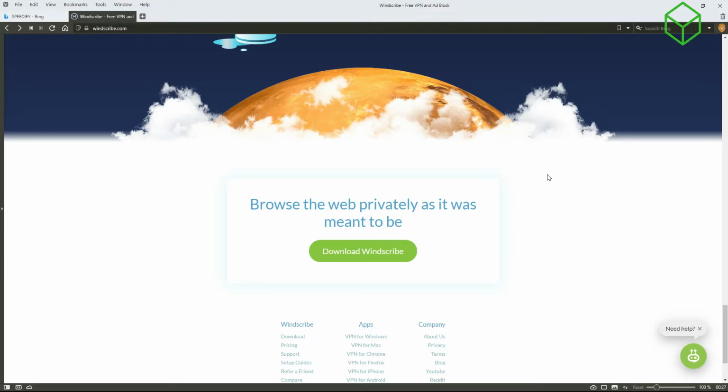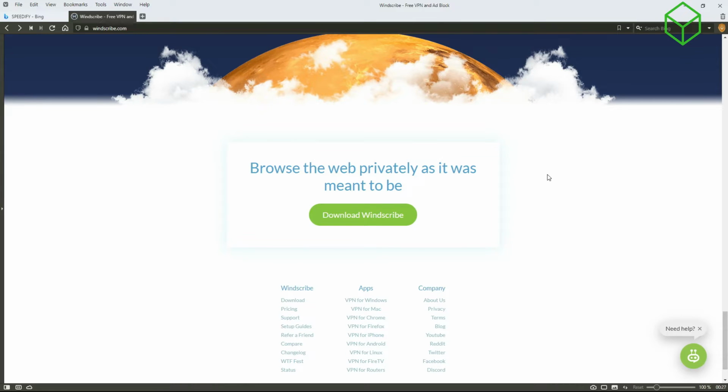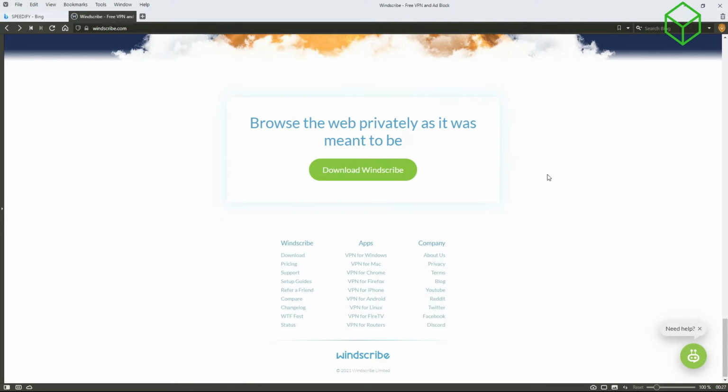Windscribe steps it up from my number 5 pick. Instead of 2 GB per month, you get 10 GB with a verified email address, with service available in more than 10 countries. There are no limits on the number of connections you can have. It's available for Windows, Mac, Linux, iOS, and Android. You can also get extensions for Chrome, Firefox, and Opera browsers.